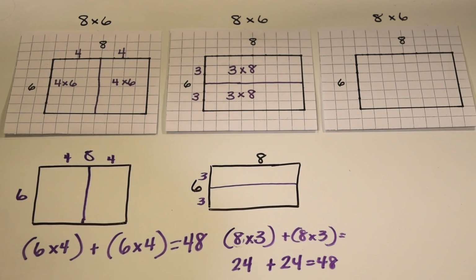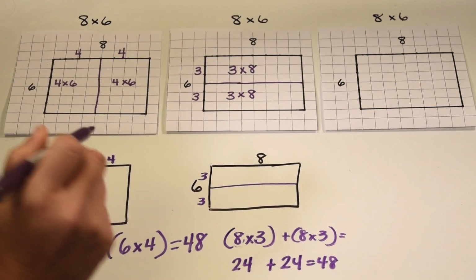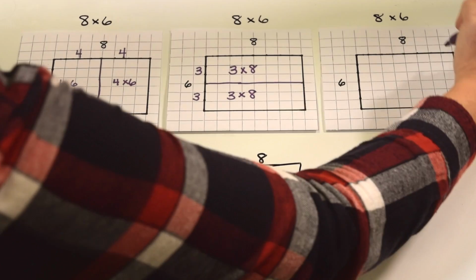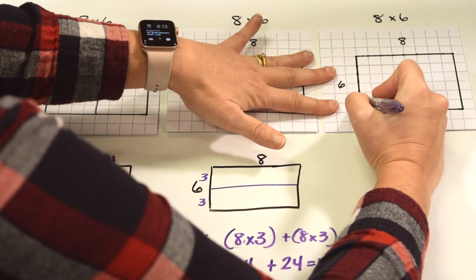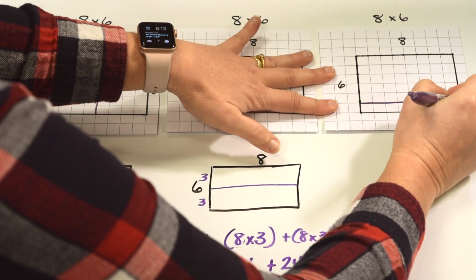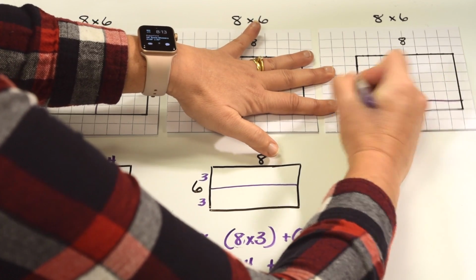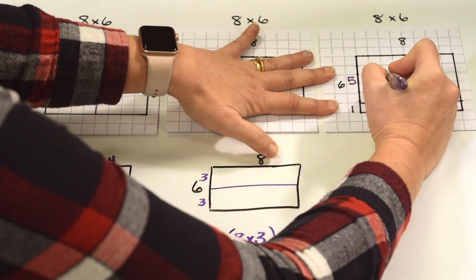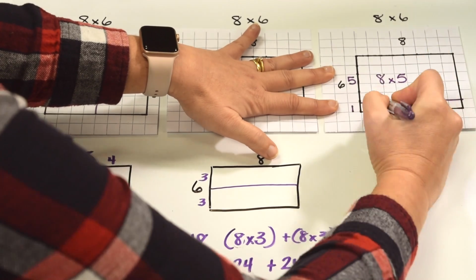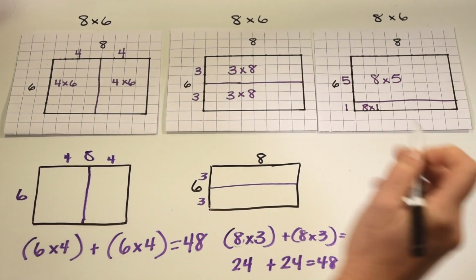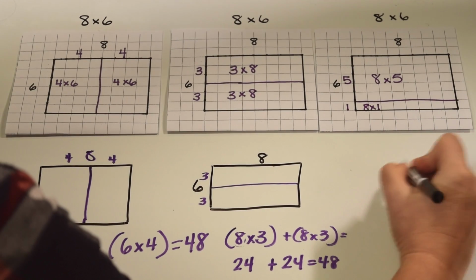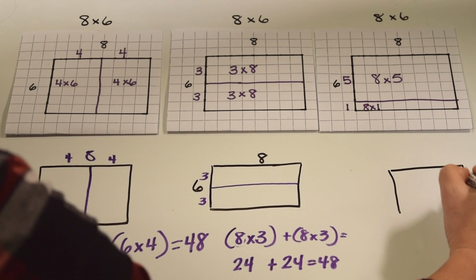Some students might be more comfortable by using their 5 facts. So they may see 8 times 6 as a group of 5 and a group of 1. And it could be modeled on an open array as such.